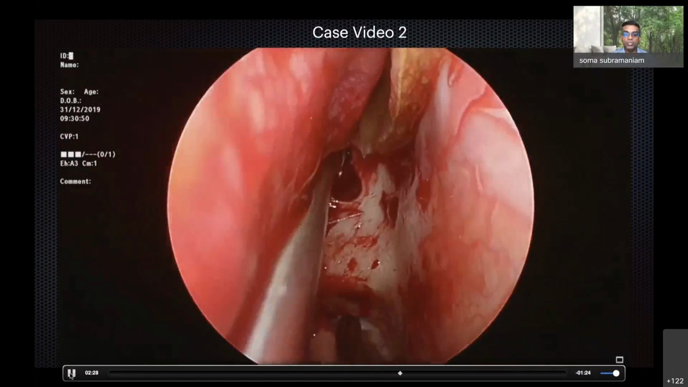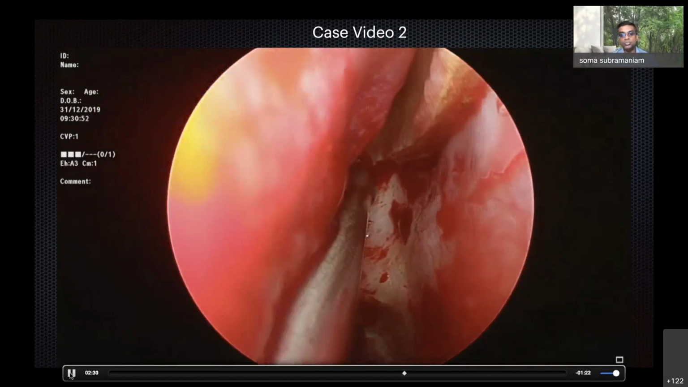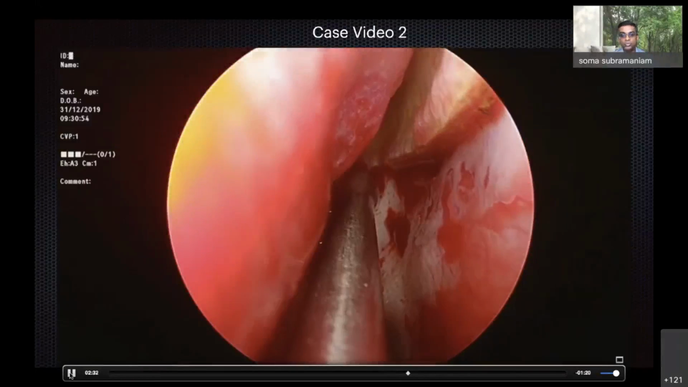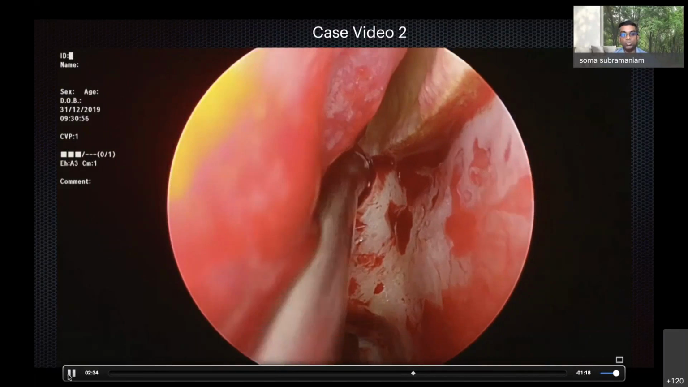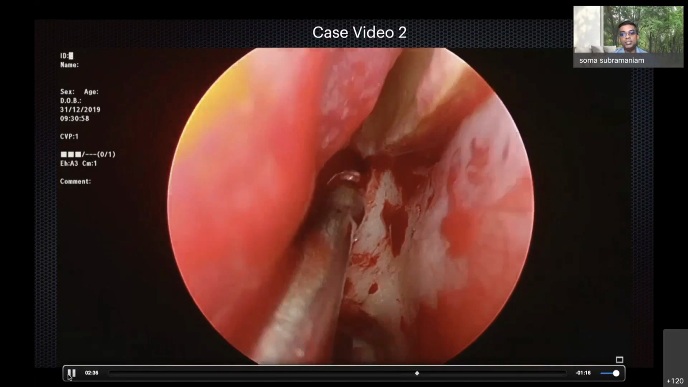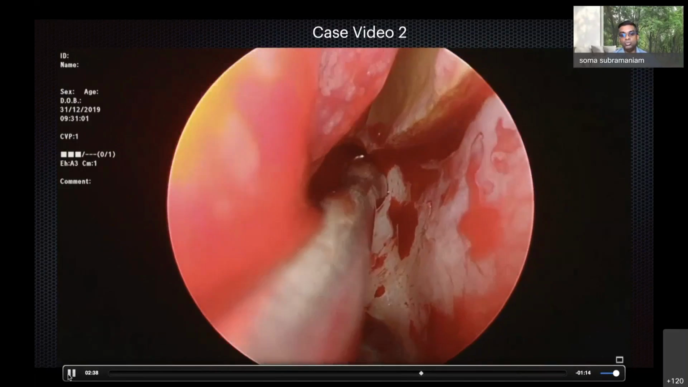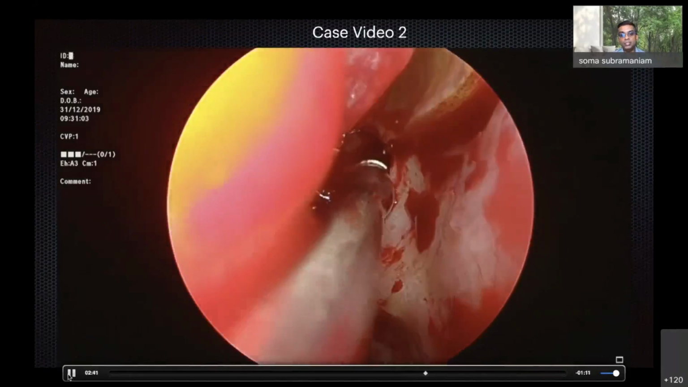So here I'm going to use a mushroom punch. You can use a range of instruments, mushroom punches, you can use kerosene, you can use whatever you want. So basically all this bone now can be removed. That posterior septal branch of the sphenopalatine has now been mobilized, so you don't have any restrictions. You can make it as wide as you want. So this allows you very good visualization into the sphenoid sinus.